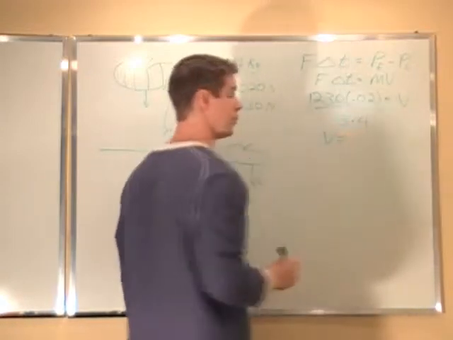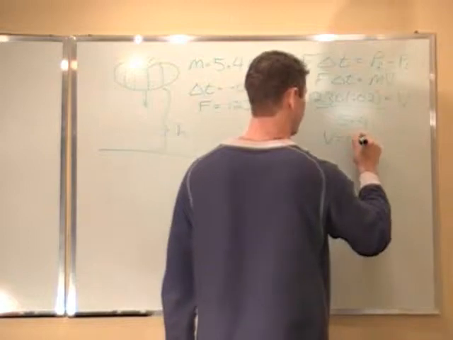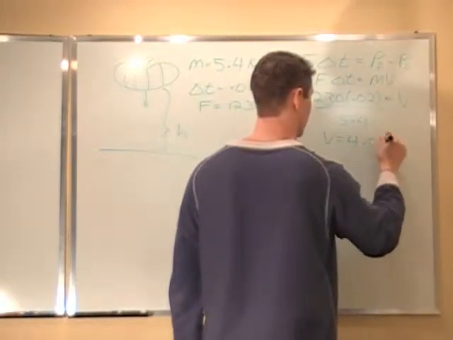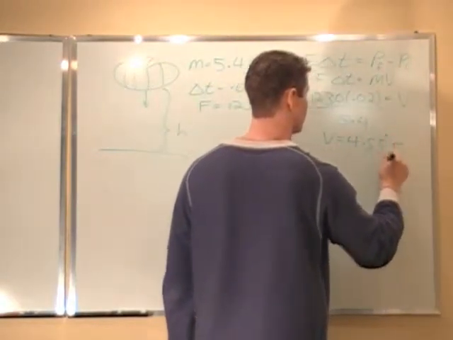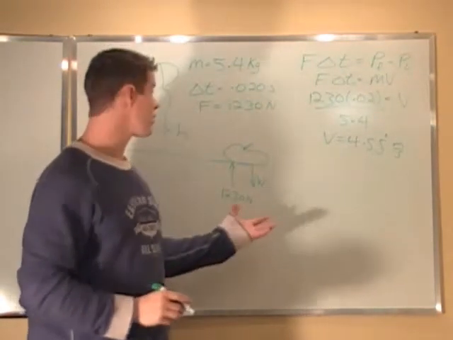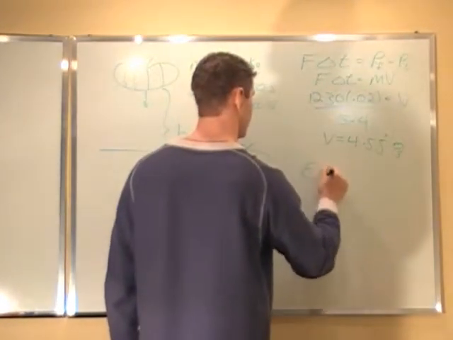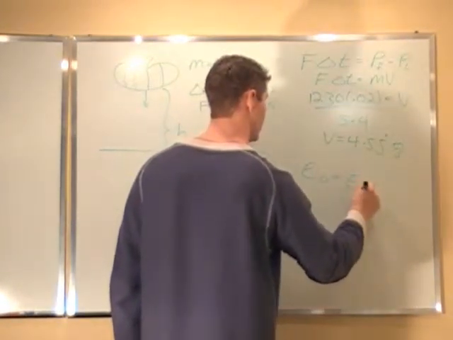So the velocity that the pumpkin hits the ground at is 4.55, and the 5 just repeats, meters per second. So now all I have to do to figure out the height that it started out at is use conservation of energy. Energy initial equals energy final.